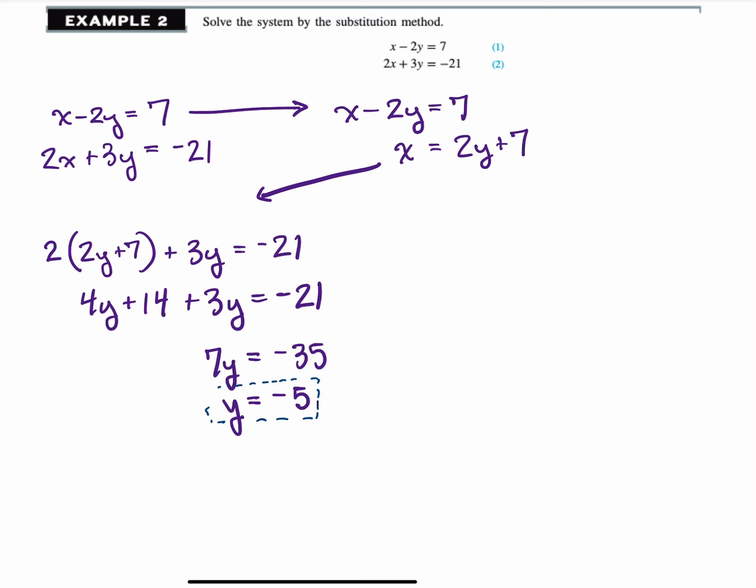Now let's go and plug this into one of our original equations. Let's go to that first one again. We have x minus 2y, so instead of y, I'll plug in the negative 5, equals positive 7. Oh, and this should be an x. x minus 2y equals 7. So negative 2 times negative 5 is a positive 10. x plus 10 equals 7. Then subtract the 10 over, and we get x equals negative 3.